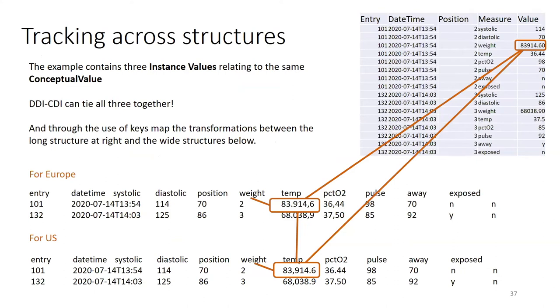Then again, a bit more practical about those structures I was talking about. Here, if we look at the brown boxes, we have three different representations of the same value. They are written differently, and they are different instance values, but they all refer to the same conceptual value tied together by that. And keys can be used to map the transformation between the structures and at the same time link them together.